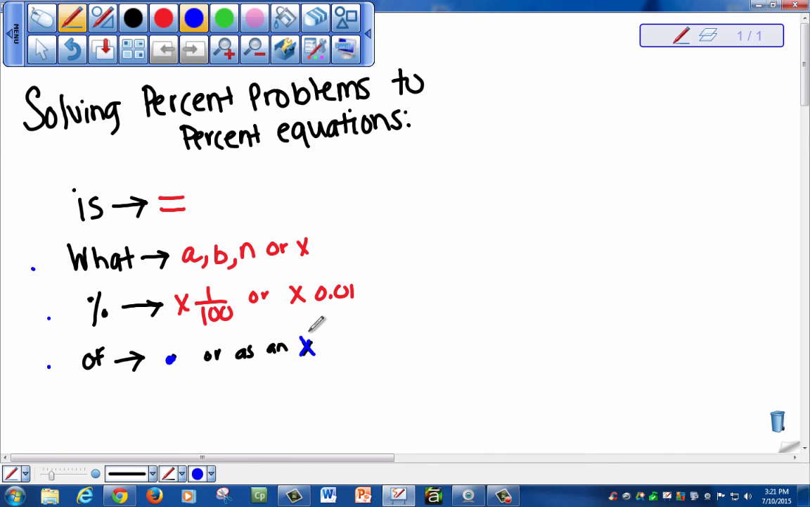Once again, my name is Carolina Martinez. I'm a QEP tutor sponsored by the Office of Student Success, and what we did today was solving percent problems into percent equations.